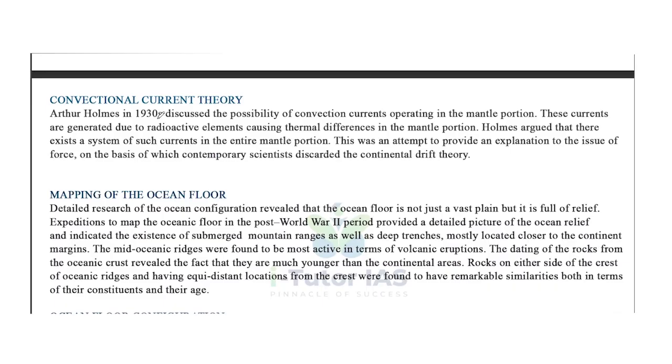Arthur Holmes in the 1930s discussed the possibility of convection currents operating in the mantle portion. These currents are generated due to radioactive elements causing thermal differences in the mantle portion. Holmes argued that there exists a system of such currents in the entire mantle portion. This was an attempt to provide an explanation to the issue of force, on the basis of which contemporary scientists discarded the continental drift theory. So, next one is the mapping of the ocean floor.